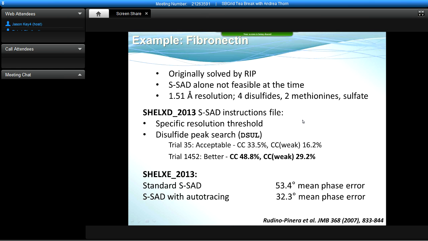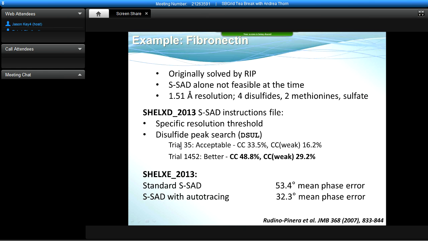SHELXC 2013 can be used to do sulfur SAD for this structure. It's very important to cut off the resolution at a specific threshold where the signal actually ends, and that the disulfide peak search with the DSUL command has to be used. This peak search command is there in particular for disulfides and searches for elongated peaks in the difference map.